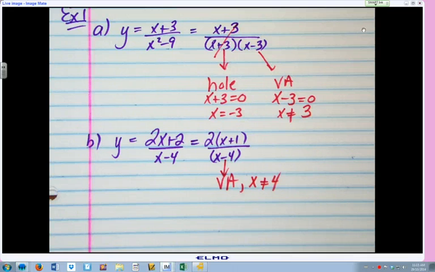What about the x plus 1 on the top? Doesn't matter, could care less right now. It's going to help us determine something else later, but in terms of holes or vertical asymptotes, I could care less what's on the top. If it cancels, great. If it doesn't, great. Don't care, don't even look at it.